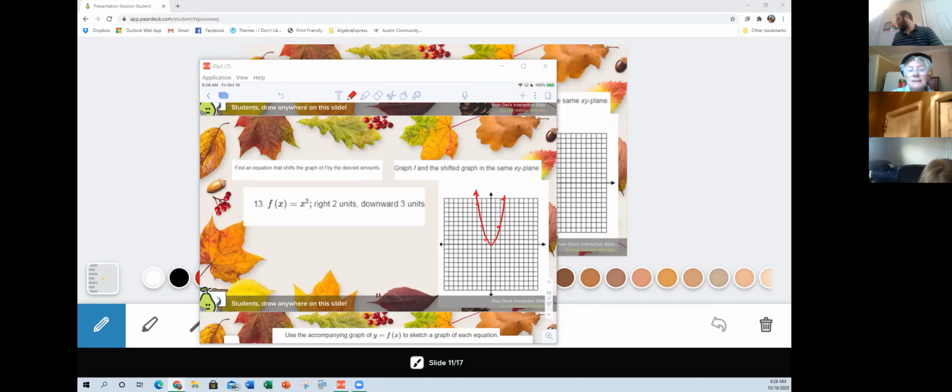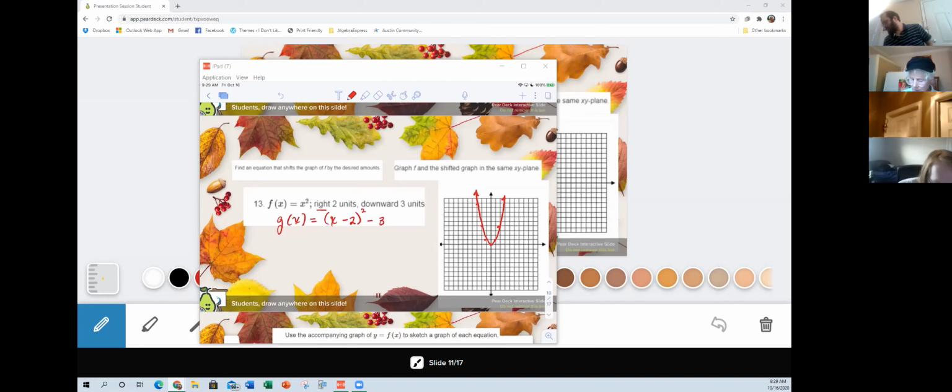So mostly you're getting this. So if we're doing this, right 2 means that if I'm going to say g of x equals, because I want to name it something besides f of x, because now I'm transforming the function. Right 2 means it's going to be inside, and we're going to go the opposite of what we think as far as writing it down. So this would be x minus 2 squared. And then down 3 would be minus 3.